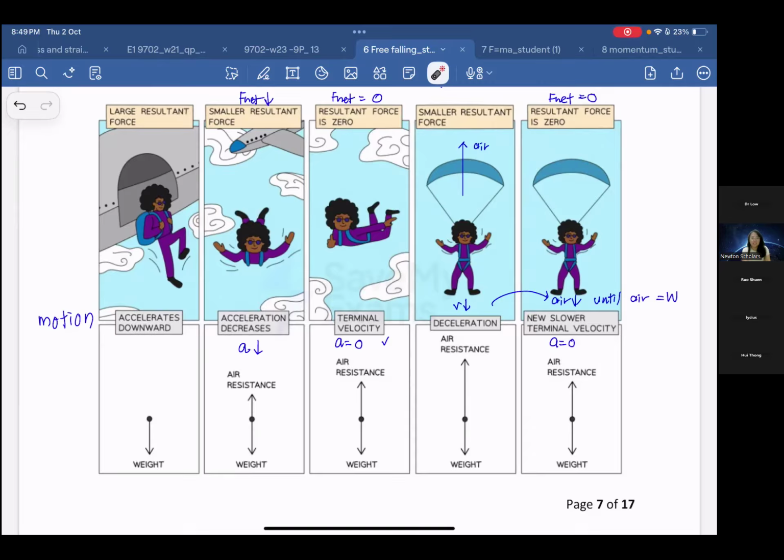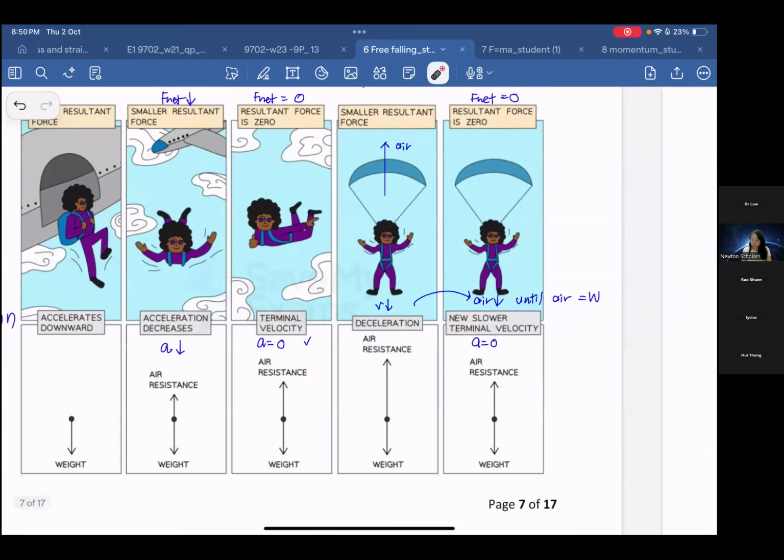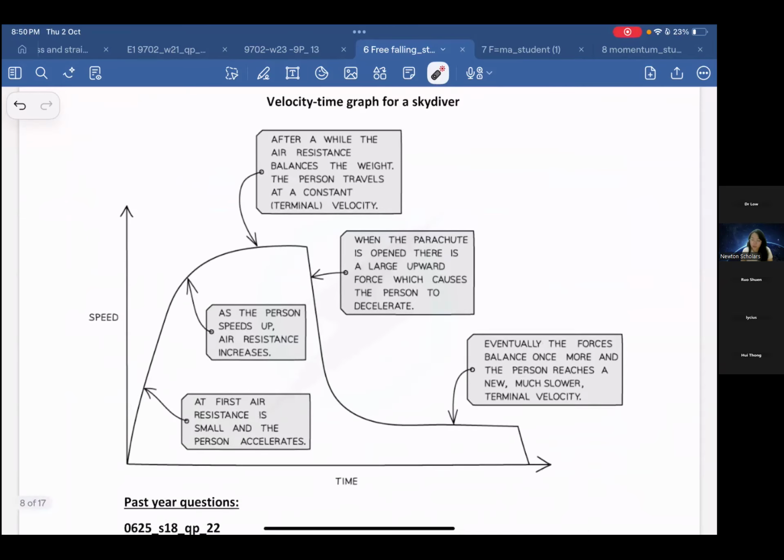Okay, can I proceed to page number 8? Thank you. So we go to page number 8. This is the velocity time graph. Can you see that at the start, they fully accelerate. After that, it will start to decrease. But actually, can you see? Speed still increases, but not that fast. They're slowing down the rate.